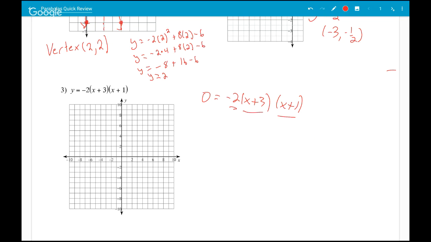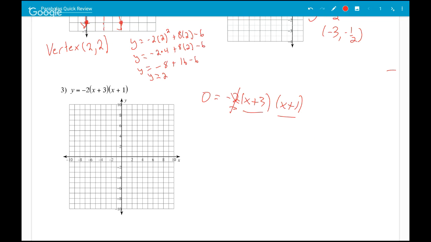And so here's the deal, one of those three numbers has to be 0. Now you're treating those parentheses as if they're one number. So you're not treating x and 3 as two separate numbers. You're saying, no, x plus 3 is a single number, x plus 1 is a single number. So here's the deal, the -2 can't be 0. There's no way to just turn a -2 into 0 because there's no variable.